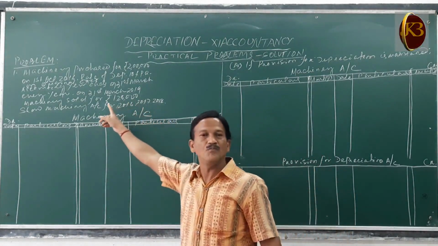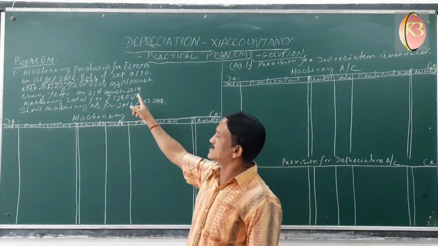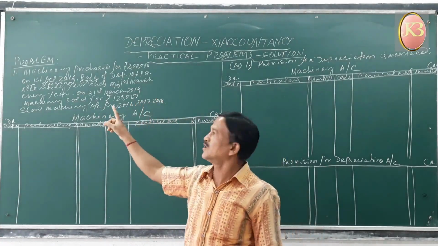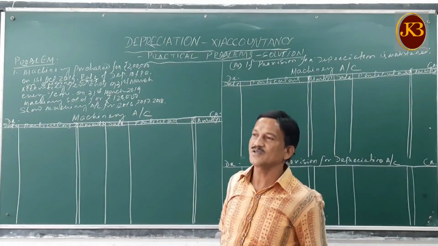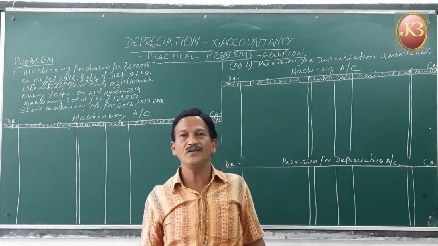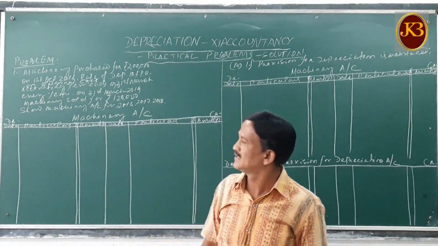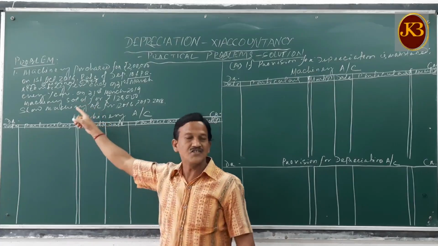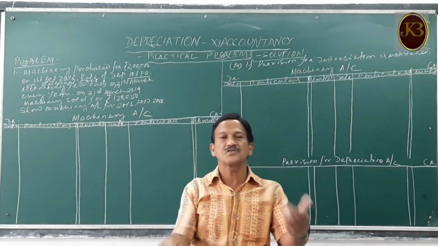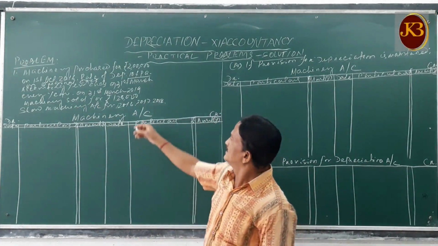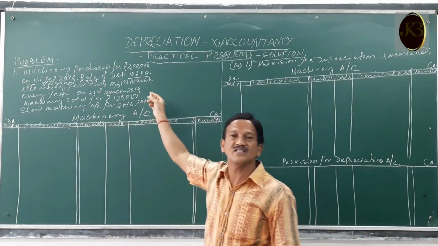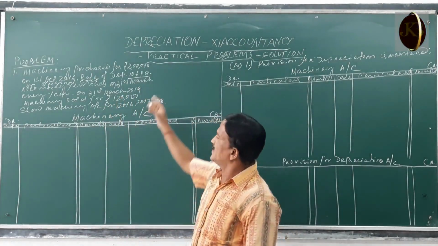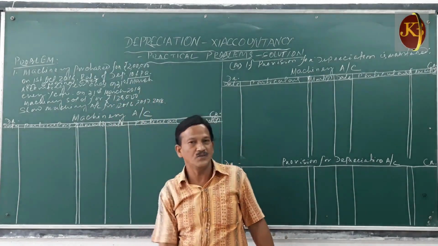See, I have taken an example. A company purchased a machinery for rupees 2 lakh on 1st October 2016. The rate of depreciation is 10% per annum charged on original cost, which means the straight line method will be followed. The accounting year ends on 31st March every year. On 31st March 2019, the machinery was sold for 1,20,000.